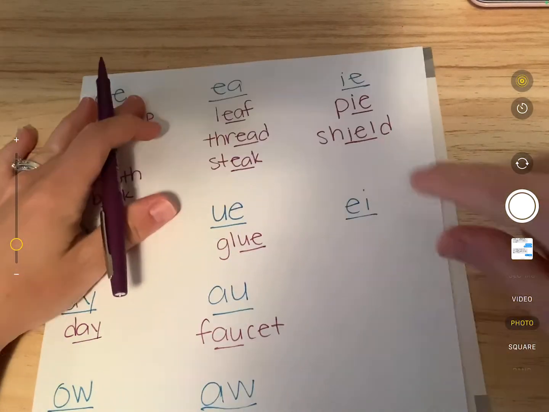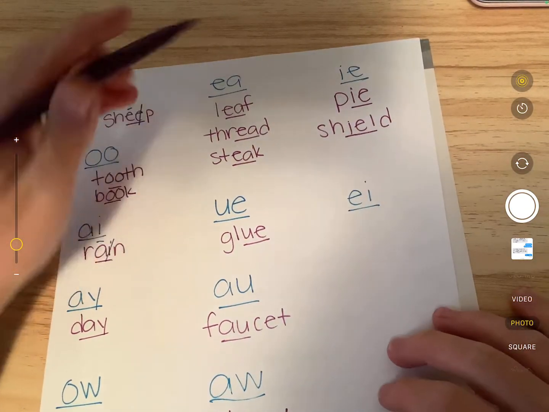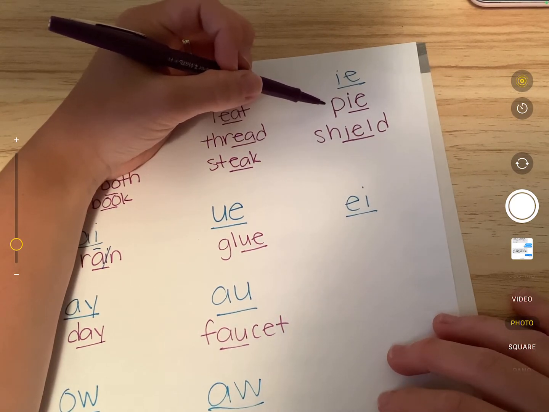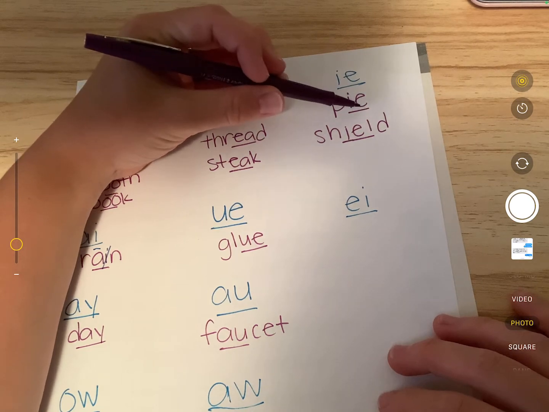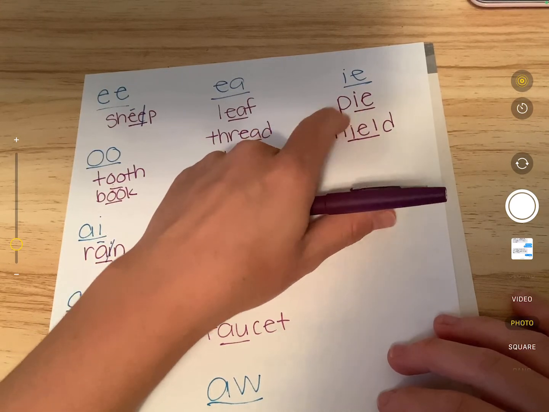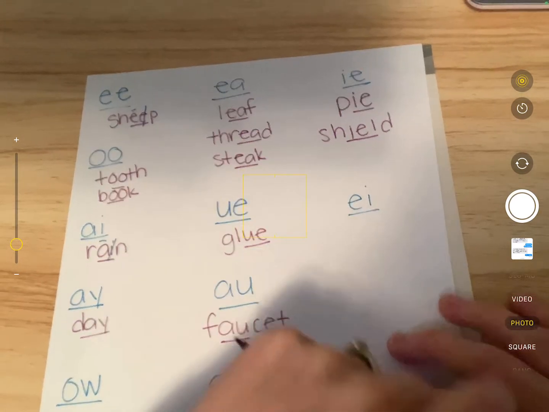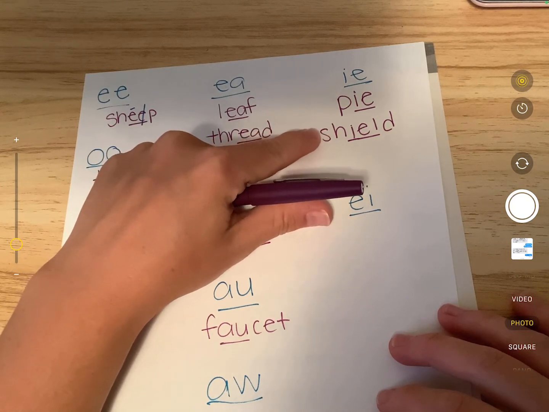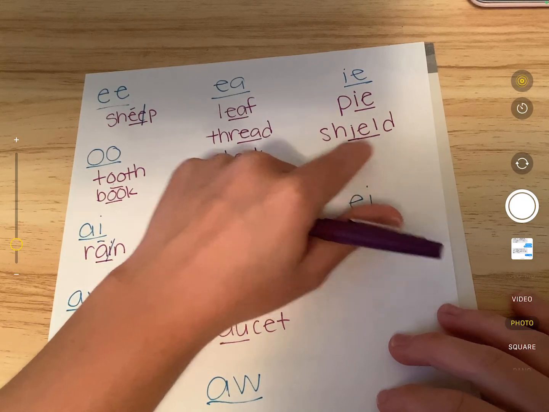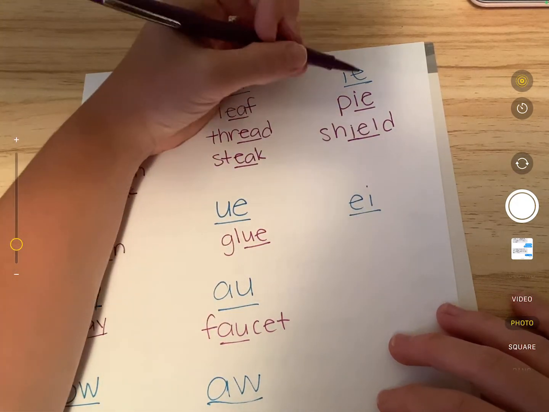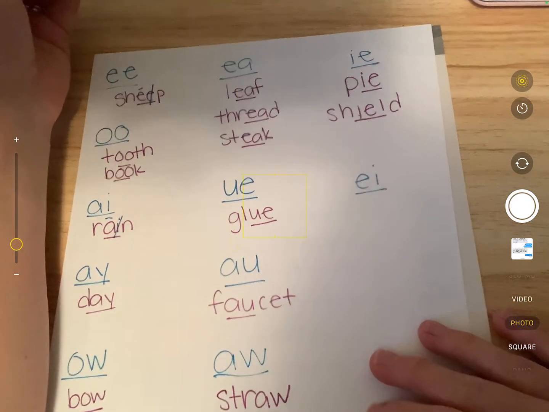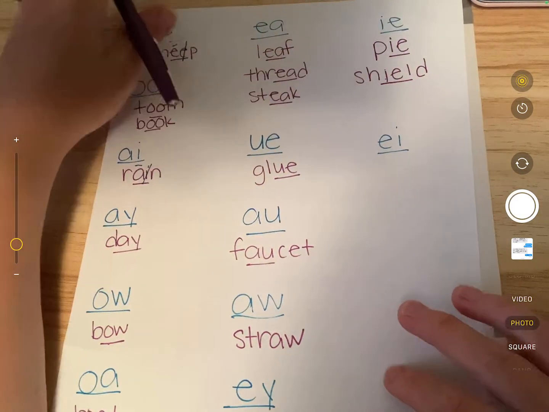Whoops. There's another word. I didn't mean to underline that L there. What do you think IE is saying in this first word? Can anybody read it? Pie. So IE is saying long I here. Pie. And then what about this word? What's this word? This is shield. Shield. So IE can say long I, or it can say long E. Words are weird, aren't they? There's so many different sounds that everything can make.